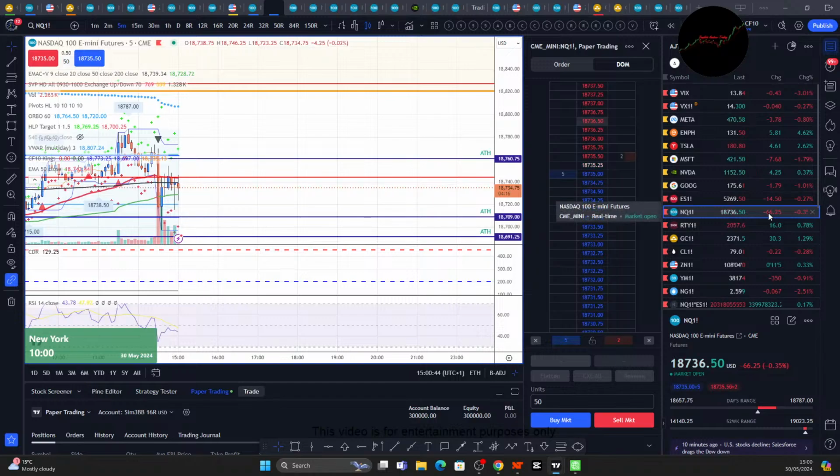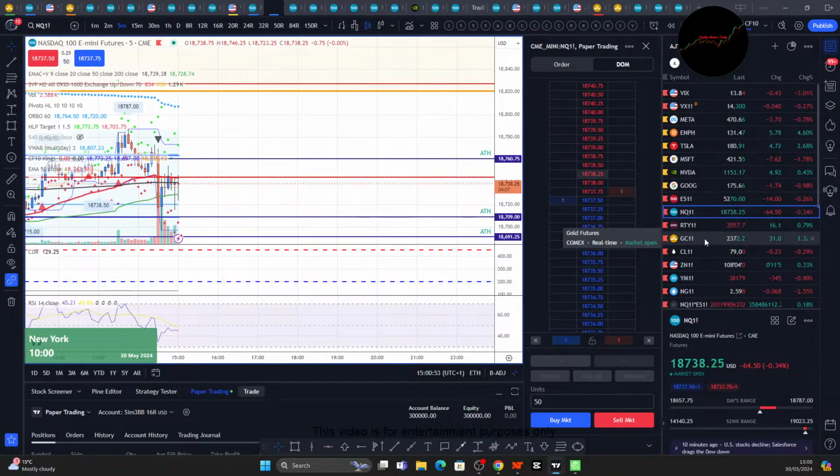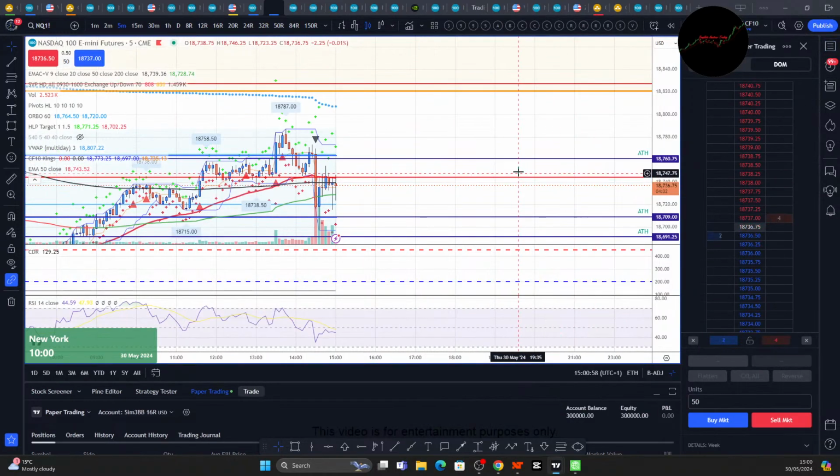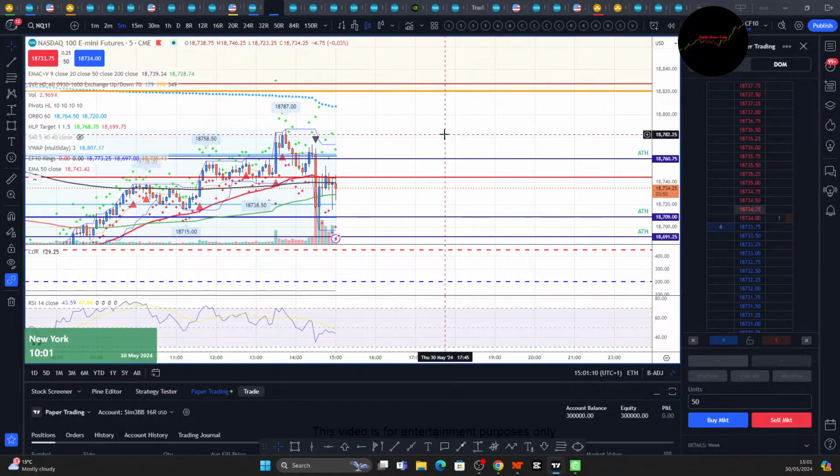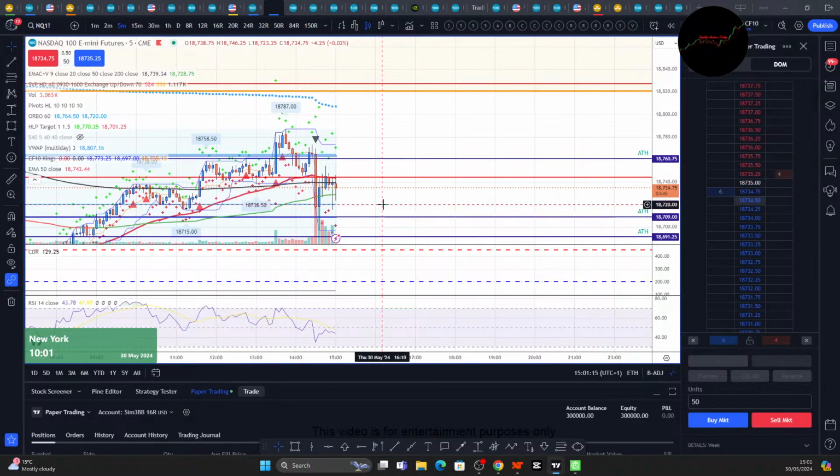Currently down on the day. VIX is suggesting buy. Interesting. Down on the day on ES as well. Up on the day on gold by a fair amount. It sold off overnight. This is interesting actually. 38. This is really interesting.